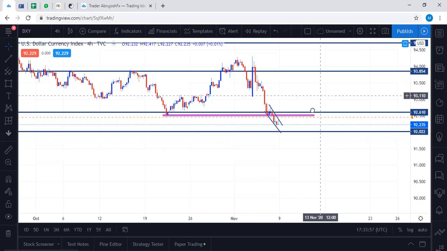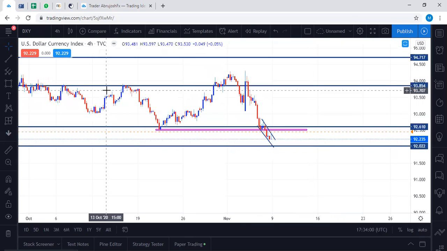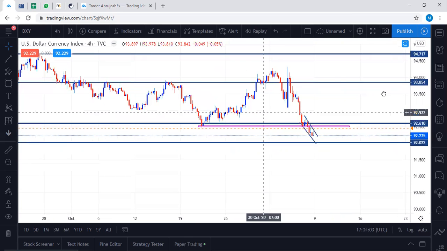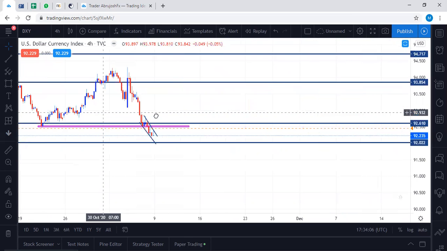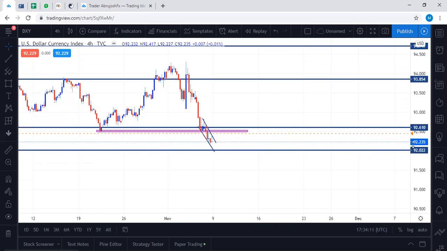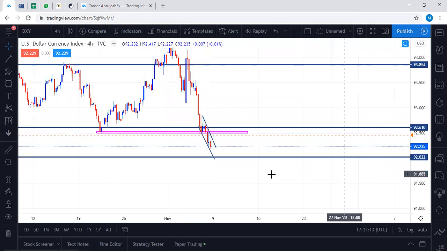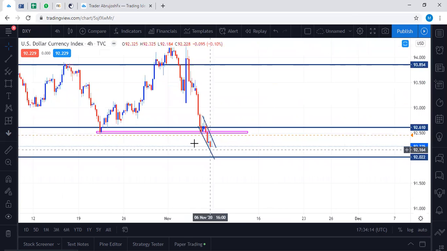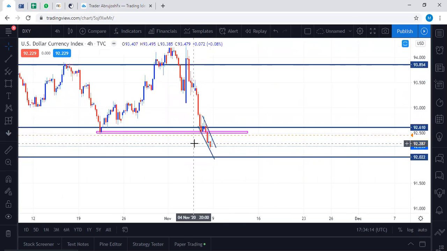So what am I looking at currently? Currently now you can see that the DXY broke out of the structure, of the support structure right here, retested, and it has been falling. If you go down to the 1 hour time frame, you see that this market is currently channeling down, going in a descending channel.